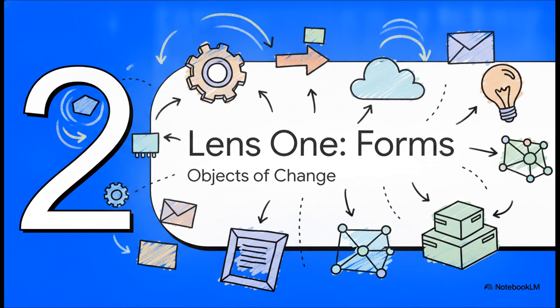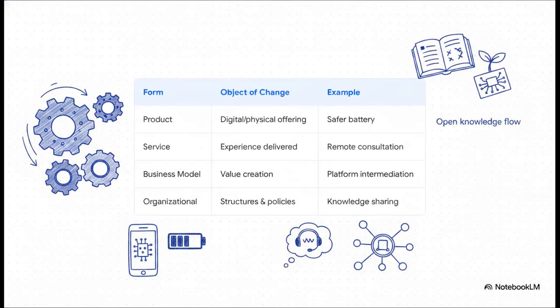Moving on to part 2, let's attach that first lens, forms of innovation. This helps us identify the main object of change within an organization. The source material breaks down 10 distinct forms of innovation. This ranges from changing your physical product or service all the way to reinventing your core business model or even blowing up and redesigning your entire organizational structure.